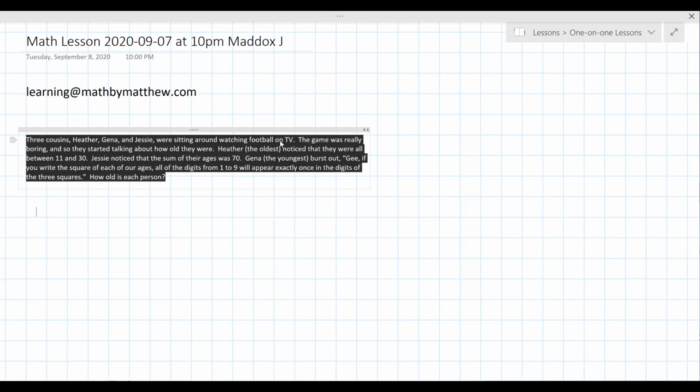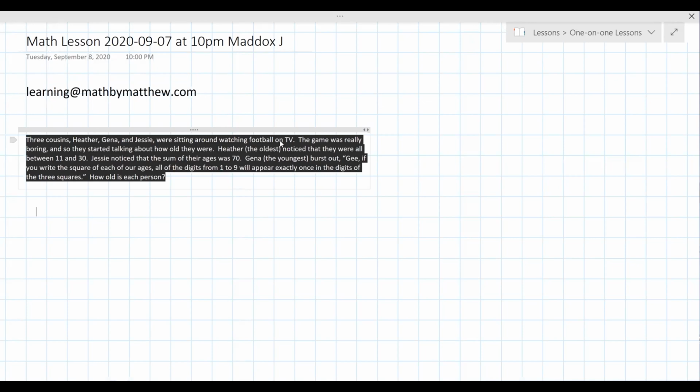Jesse noticed that the sum of their ages was 70. And Gina, the youngest, burst out, if you wrote the square of our ages, all the digits from 1 to 9 will appear exactly once in the digits of the three squares. So how old is each person?